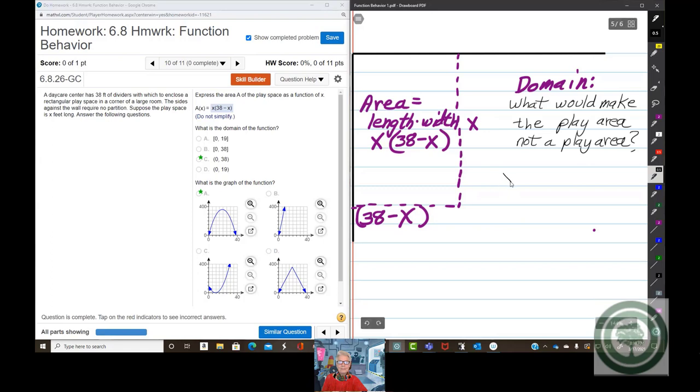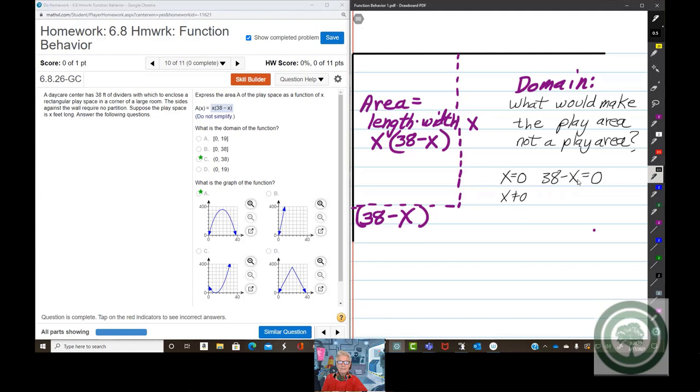If I let x equal zero, and 38 minus x equal zero, what would that mean? Solve for x. Okay, well, here I'm saying the length is zero, and that's just x equals zero. So what do I know from this? I know that I cannot let x equal zero, or I won't have any size of play area.